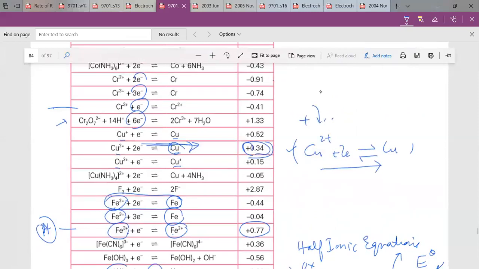Okay, so now this one here. When compared to hydrogen, hydrogen is 0. It means this is positive. Everything is compared to hydrogen. So it's positive. So here is positive.